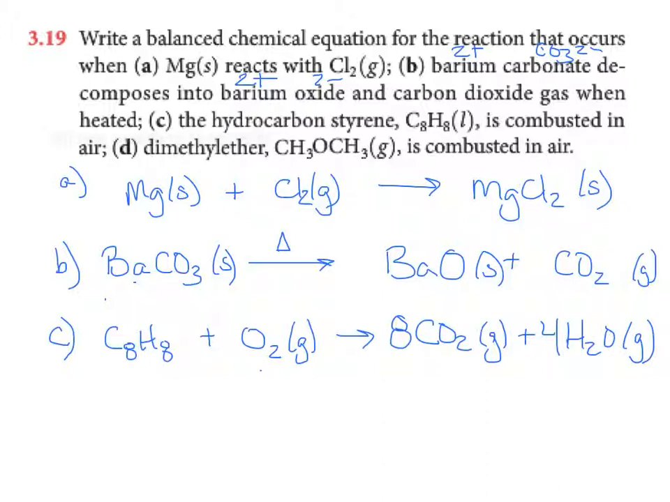Okay, go ahead and take a minute to count up all the oxygens and see if we can figure out what sort of coefficient we're going to need on the O2. If I have 8 carbon dioxide molecules, how many oxygen atoms do I get from that? That's 16 oxygens. If I've got 4 water molecules, how many oxygens do I get from that? So I've got 20 oxygens on my product side. That means I need to have 20 on my reactant side. But in order to get 20 oxygen atoms, how many O2 molecules do I need? Only 10. Okay, so be careful with that.